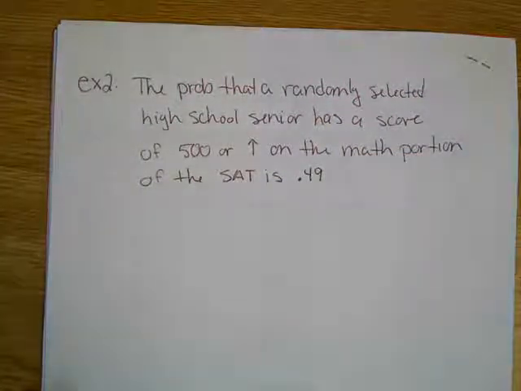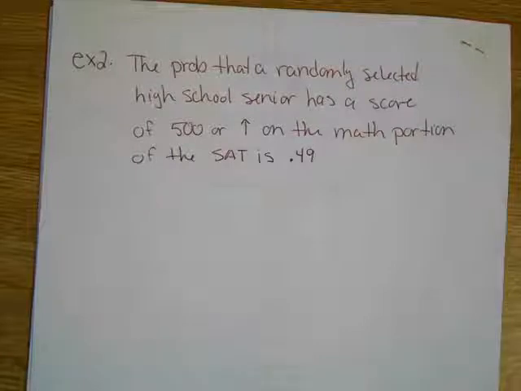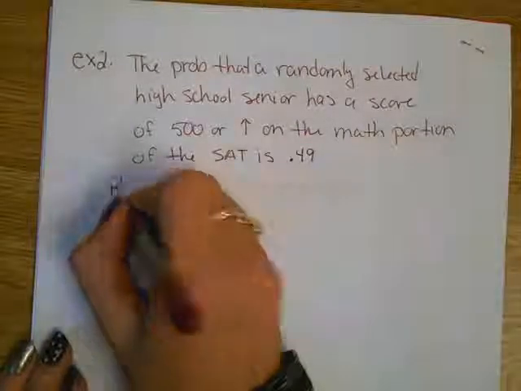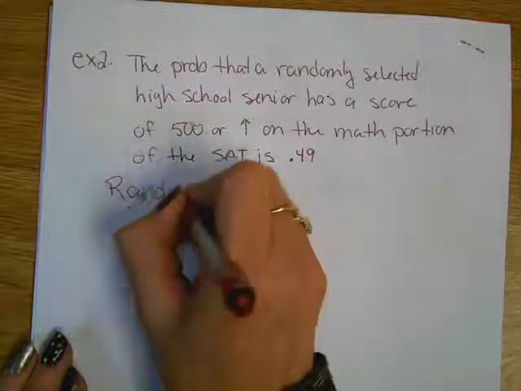So if I randomly select a high school senior, the chance of me getting a person that has a score of 500 or more on the math portion is 0.49. So we are going to randomly select 3 high school seniors.